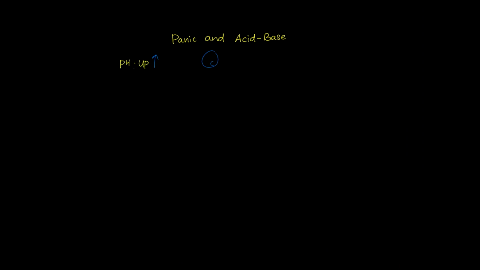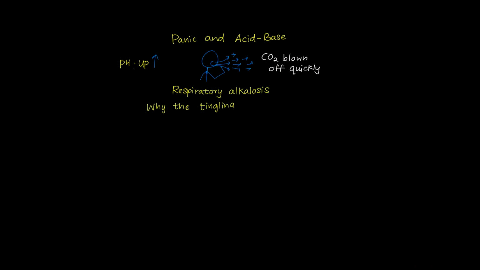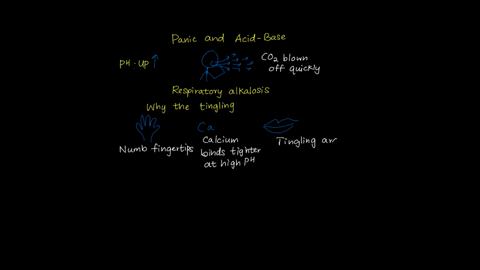The patient is hyperventilating, breathing fast and deep, which blows carbon dioxide out of the lungs much faster than the body produces it. Carbon dioxide drops, pH rises, and the result is respiratory alkalosis. The numb fingertips and tingling around the mouth come from calcium shifting on proteins as the pH changes. Calcium binds more tightly when the blood gets alkalotic, so the free calcium drops and nerves misfire.